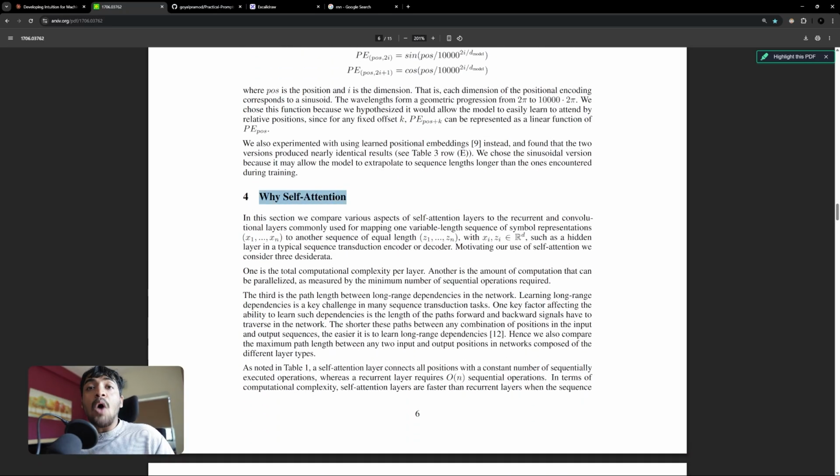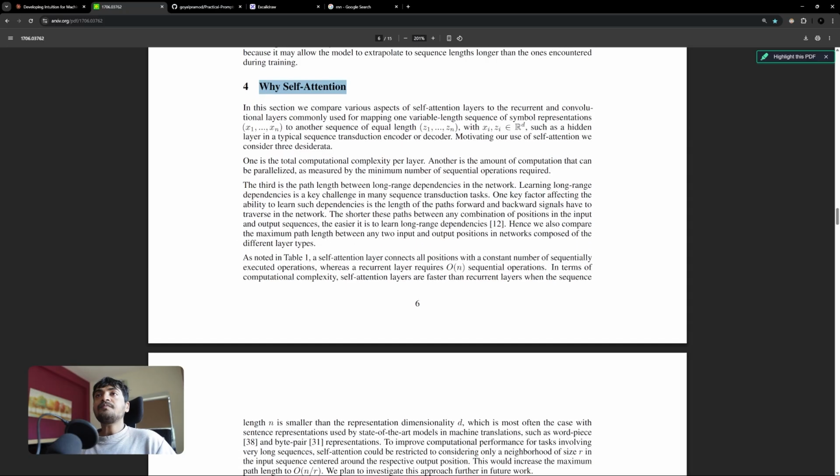Now let's understand why self-attention. In this section, we compare various aspects of self-attention layers to recurrent and convolutional layers commonly used for mapping one variable length sequence of symbol representation to another sequence of equal length. So symbol representation is a complex way of saying input. Input to the machine, z1, z2, up to zn, with zi lying in the real domain of d, such as a hidden layer in a typical sequence transduction encoder or decoder.